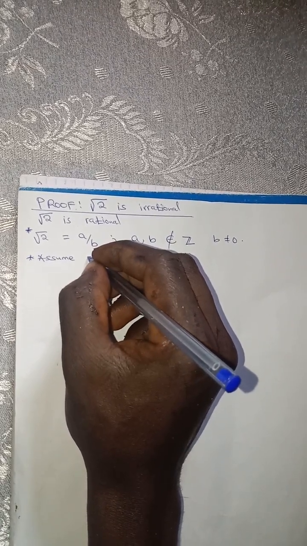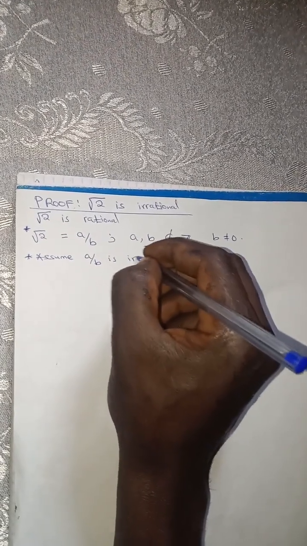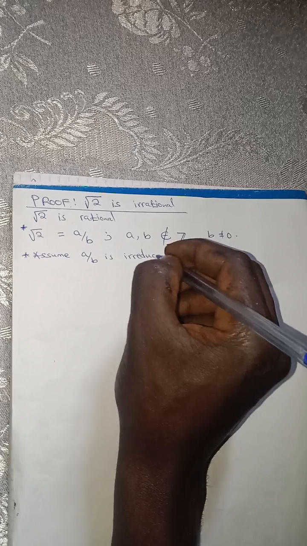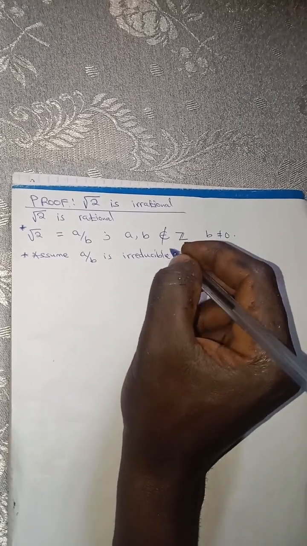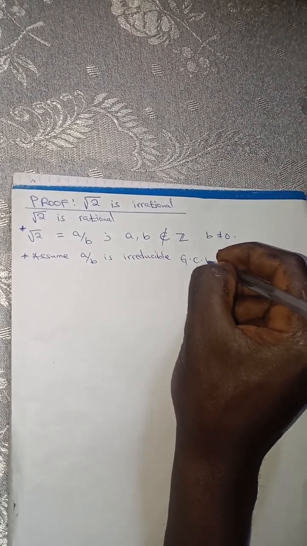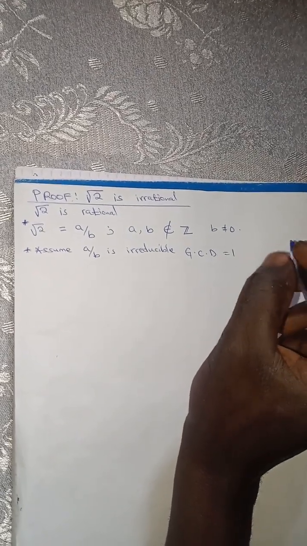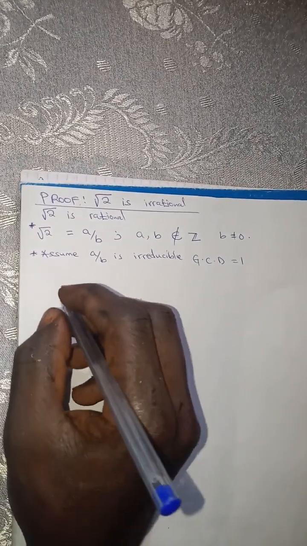assume that a over b is irreducible, cannot be reduced further, is coprime. It has a GCD of 1. It has only one common factor of 1. Or it is in its simplified form.